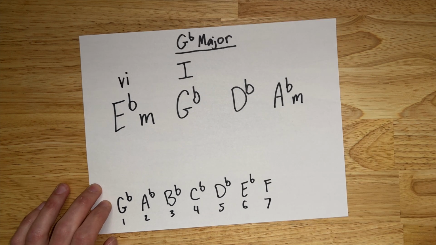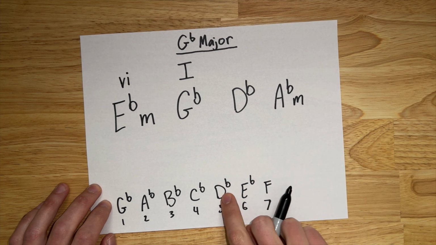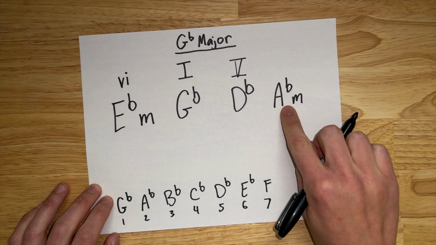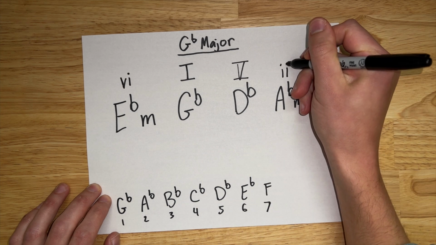Now we know the G flat is the 1 chord, so let's go on to the D flat. That is the 5th note of the scale, so it's the 5 chord. Again, another one of those pop chords. And then finally we have A flat, which is the 2nd note in the scale, making it the 2 chord. So there's our first big takeaway. Charlie Puth is going outside of the 4 main pop chords by using that 2 chord.